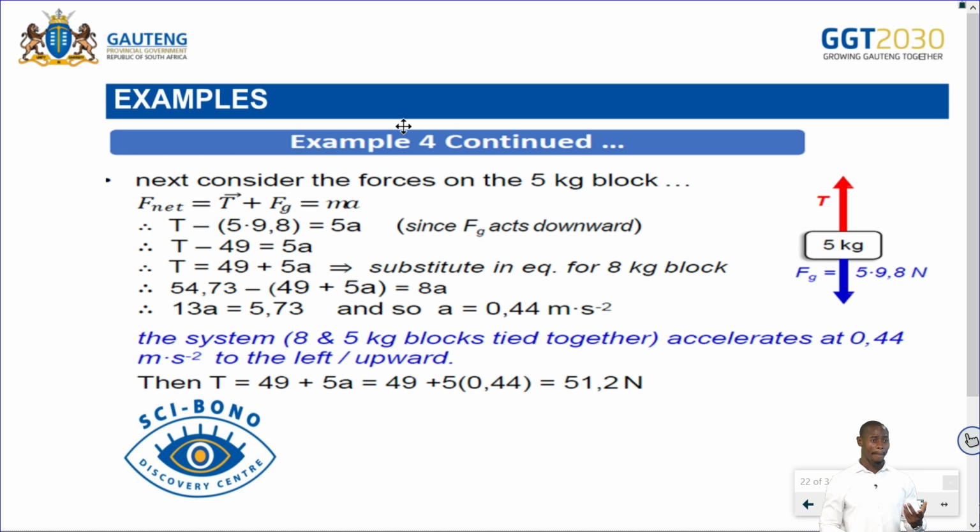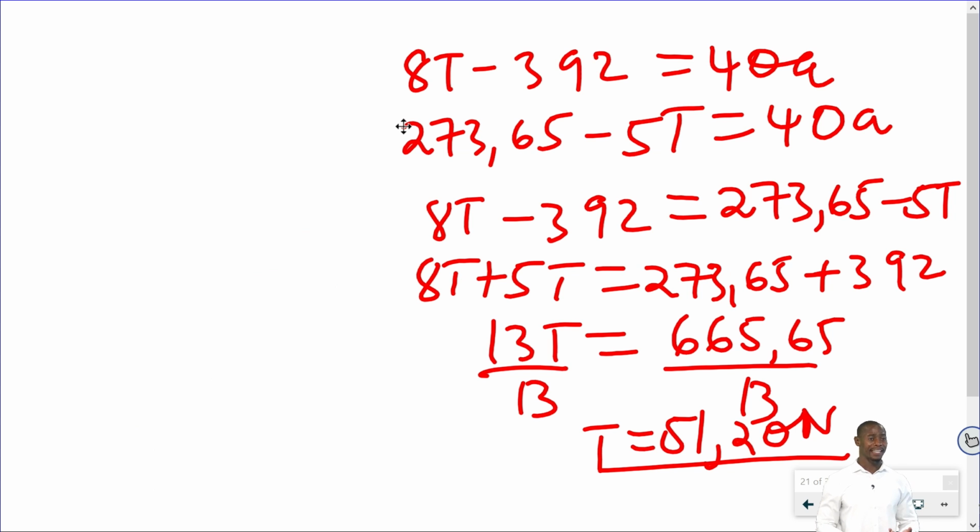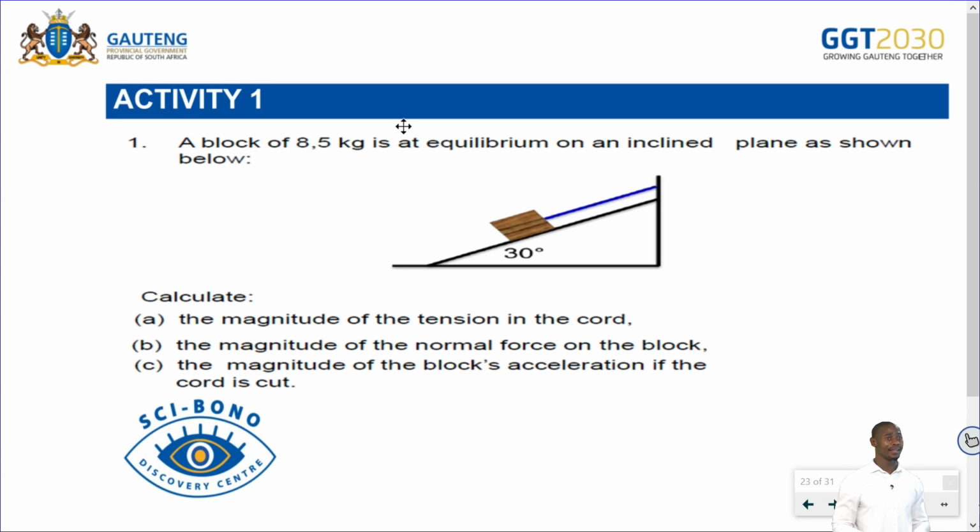So what they did here, yes, they started by finding acceleration, and then from there calculated the tension. So this is another equation. So another activity. So those were examples. So now this is an activity, which means that learners must also try to do it.